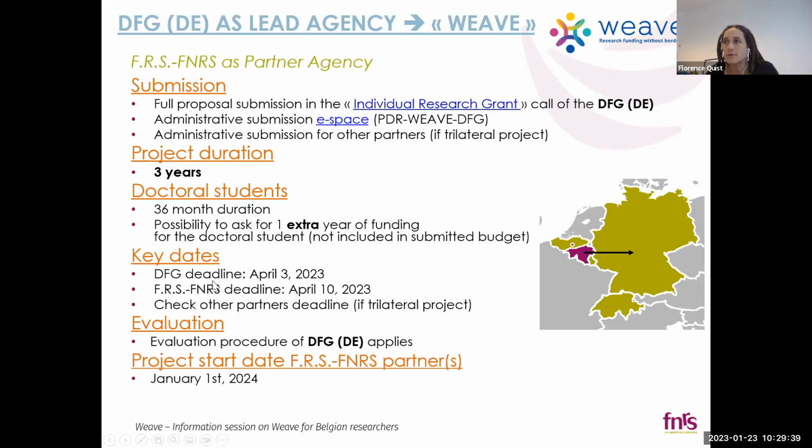Some key dates. So the DFG deadline will be on April 3rd, 2023. So technically they have no deadline, but they have agreed with us that we will set an artificial deadline. So it will be April 3rd, 2023. The FNRS deadline, therefore, will be on April 10th, 2023, and of course, other partners' deadline. Once again, the evaluation procedure of the DFG will apply, and the project start date should be January 1st, 2024.